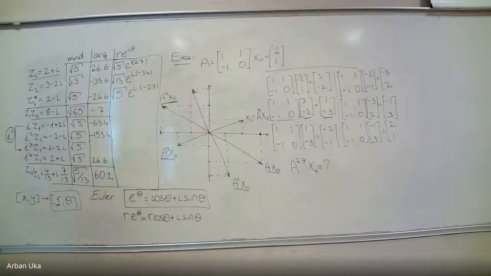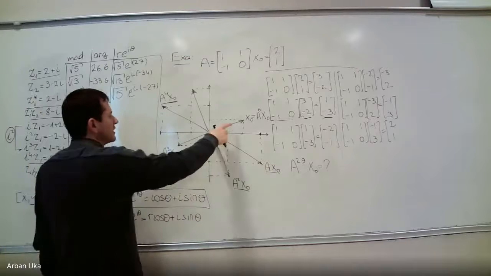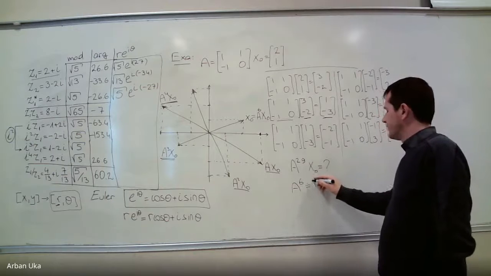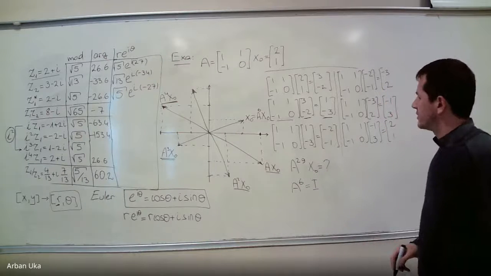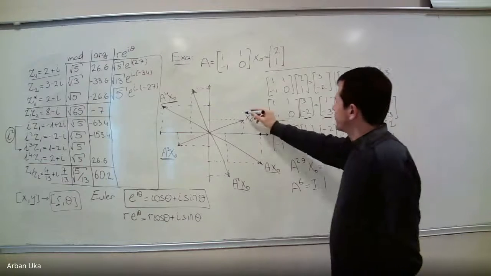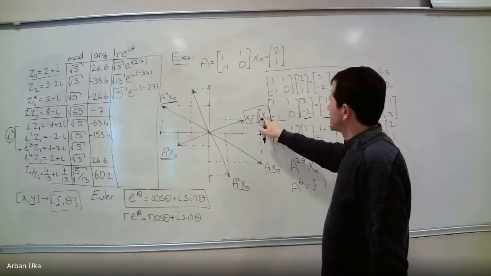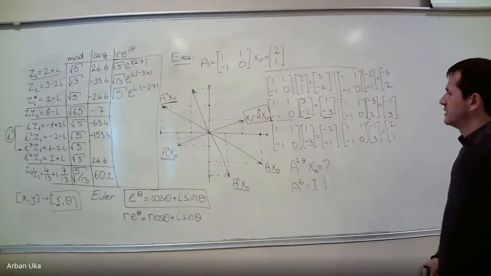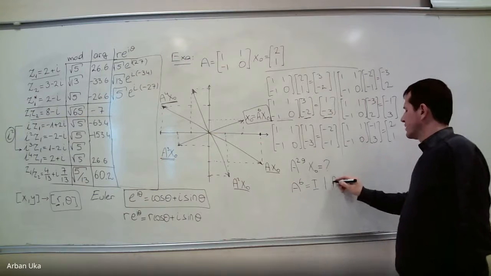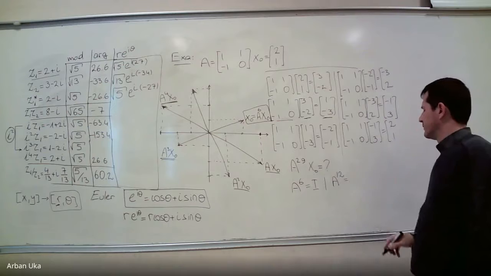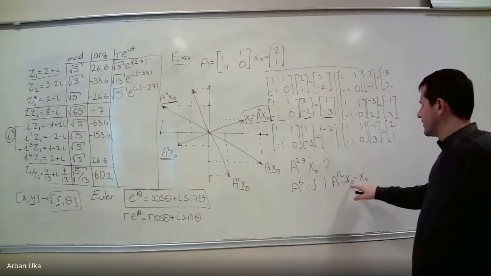A to the power 6 times x0 is this initial vector. Yes, I think that A to the power 6 is equal to the identity matrix, because you can see from here that A to the power 6 times x0 gives this. So what is A to the power 12? I think it will be in the second quadrant. Well, no, it's going to be the same vector.